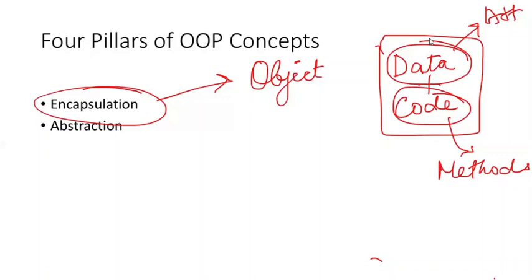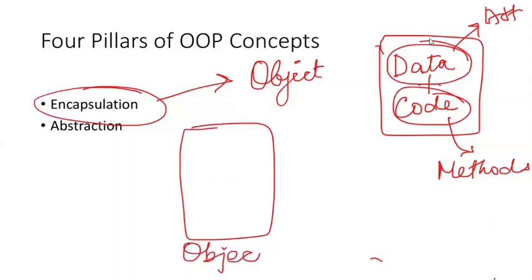So in object-oriented programming, if this is an object, then certain features and certain actions are hidden from the outside. These are hidden.